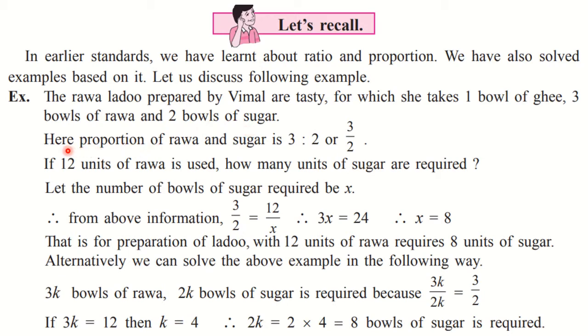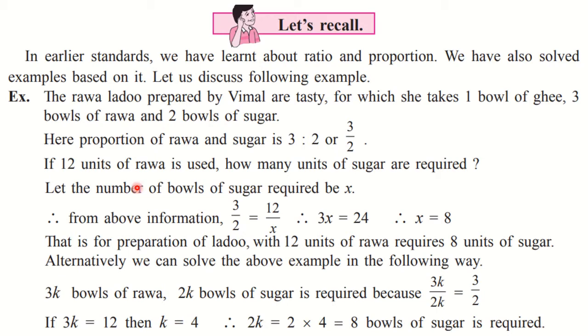Here we can say that the proportion of rava and sugar is 3:2. That means 3 bowls of rava she is taking and 2 bowls of sugar she is taking. So the proportion of rava and sugar is 3:2, which we can write as 3/2. Now these two numbers represent the ratio of rava and sugar.